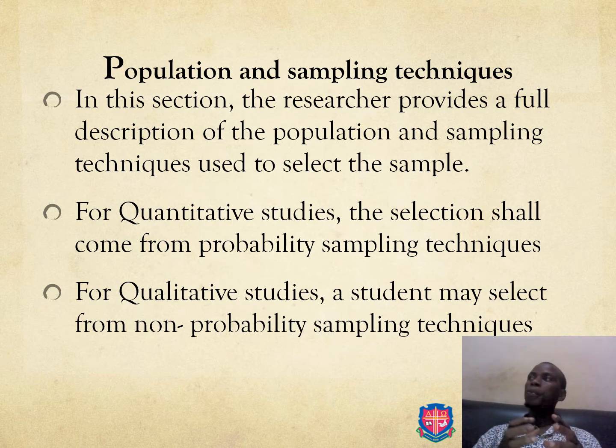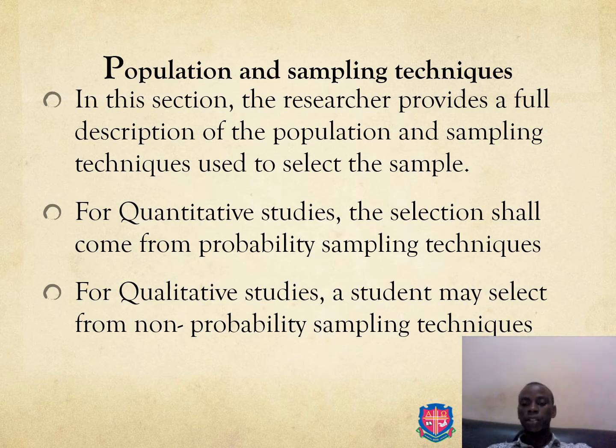A population is a group of elements which have similar observable characteristics. For instance, a full class of procurement and logistics management is a population. Why? It's made up of students who have something in common, and that something is being BPLM students. That's a population. It's a group of elements which have similar characteristics. That's what we call a population.